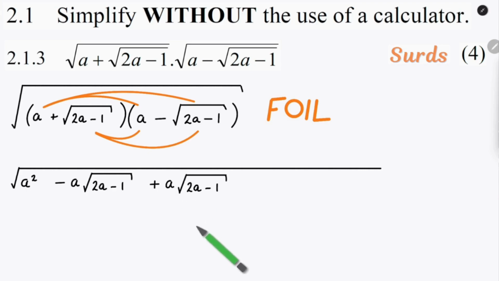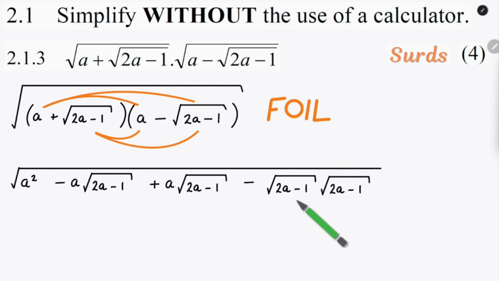Now, if you recognize the dots, you could have saved yourself a bit of time. These two terms are going to cancel in the next step. Okay, and then lastly, we're going to get that root times the root. And it is going to be a minus because I've got a positive times a negative. And now we're going to work on simplifying this.